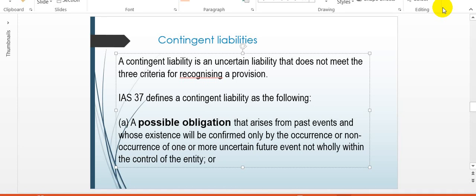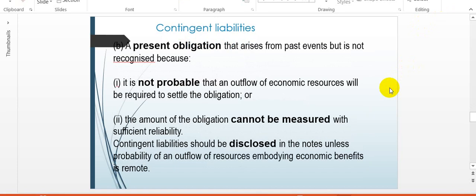Probable, we make a provision. Possible, we do not make a provision. Then it's a contingent liability. Instead, we disclose in the notes. A contingent liability we disclose in the notes.